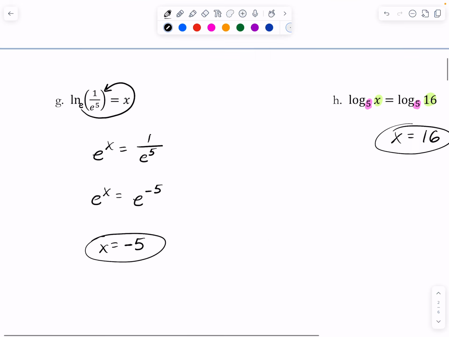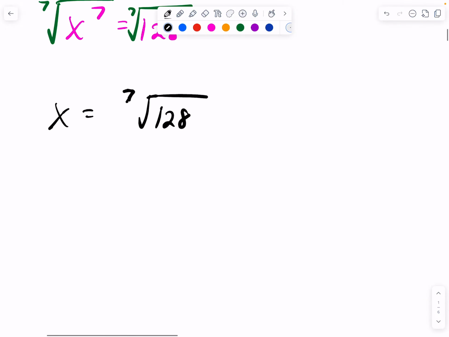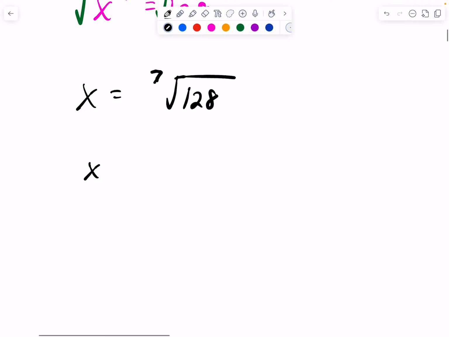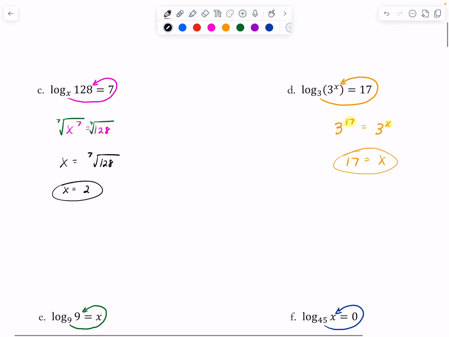All right, let me go back to this one real quick, because I think it might actually just be 2. All right, so 2 to the 5th power is 32. 2 to the 6th power is 64. So 2 to the 7th power is 128. So that actually is going to be 2. I'm glad I came back for that. All right, I don't think I actually knew that 2 to the 7th power is 128.